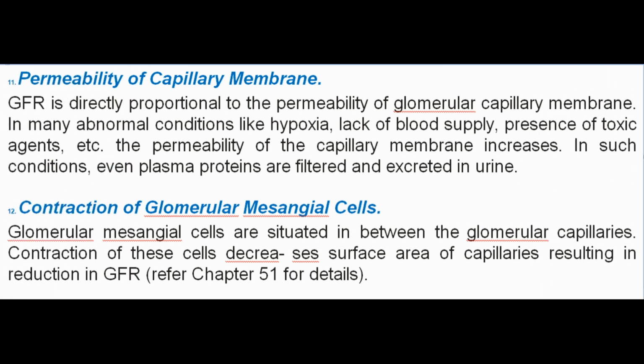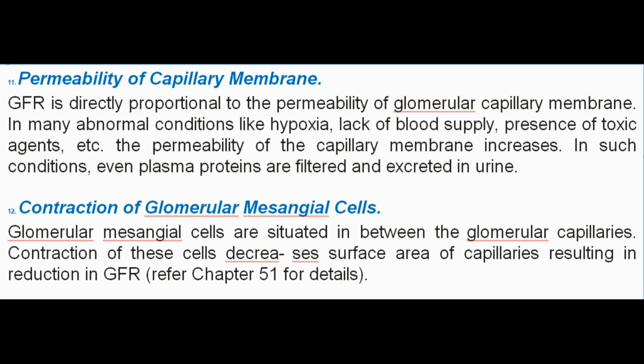Permeability of capillary membrane. GFR is directly proportional to the permeability of the glomerular capillary membrane. In many abnormal conditions like hypoxia, lack of blood supply, presence of toxic agents, etc., the permeability of the capillary membrane increases. In such conditions, even plasma proteins are filtered and excreted in urine. Contraction of glomerular mesangial cells.